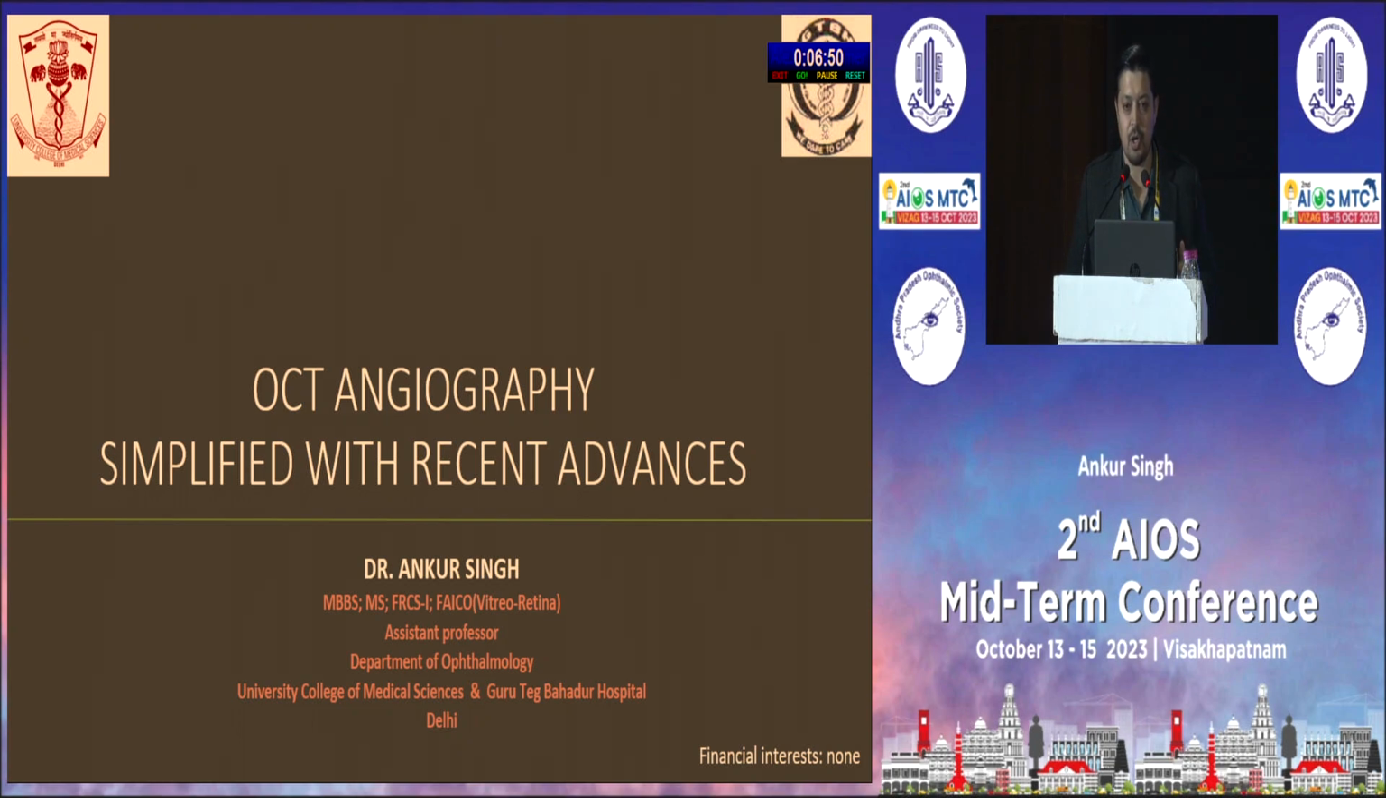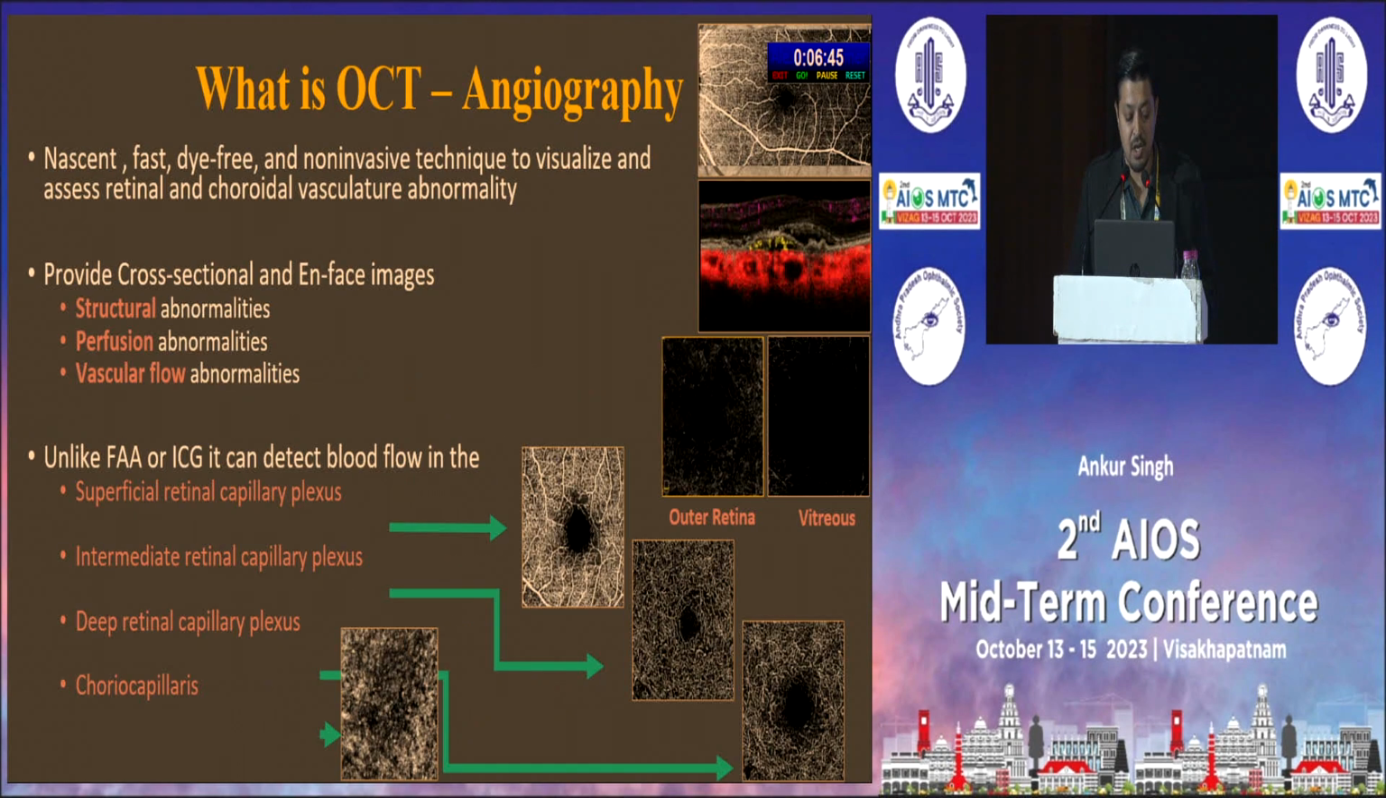So I'm going to talk about OCT angiography. OCT angiography has been with us for years now. We all know that OCT angiography is a nascent, fast, dye-free, non-invasive technique to visualize and assess retinal and choroidal vasculature abnormality. It provides us cross-sectional and en-face images to detect structural abnormalities, perfusion abnormalities, and vascular flow abnormalities. Unlike FFA or ICG that treats the retina as a unilayer, OCT angio can detect blood flow abnormalities in the superficial, intermediate, and deep retinal capillary plexus as well as in the choriocapillaris.